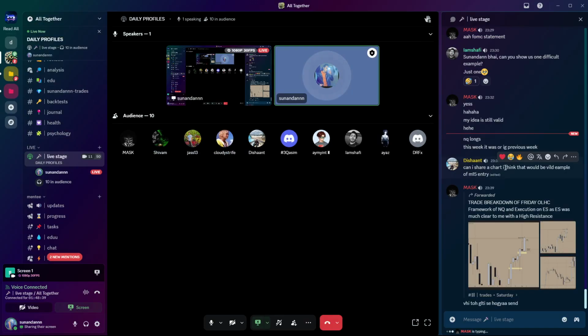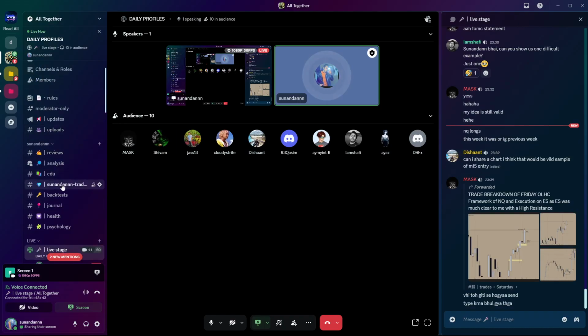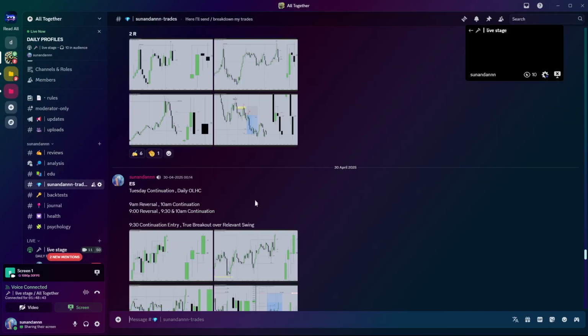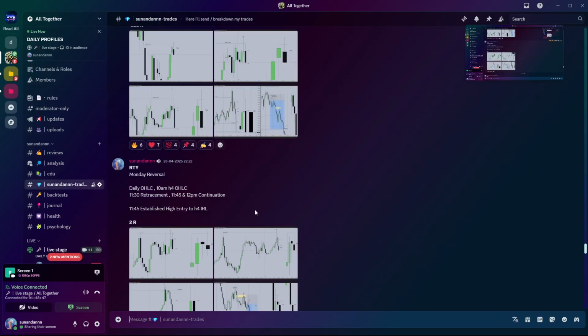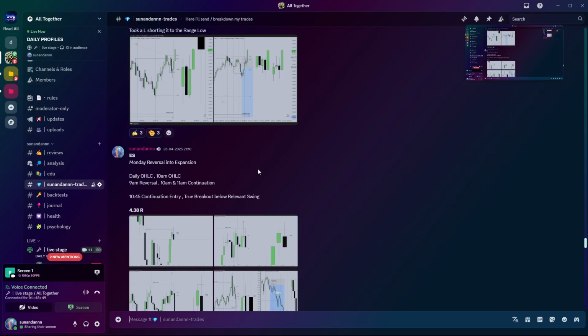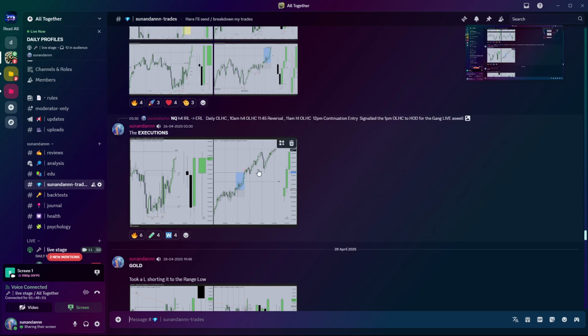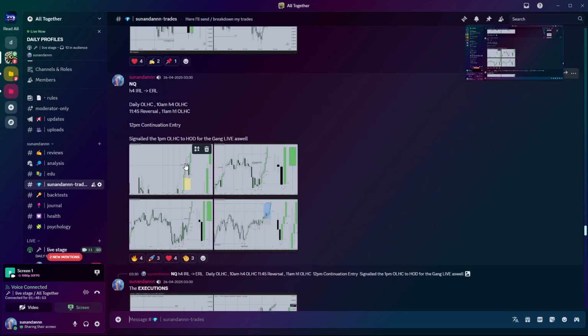Can I share a chart? I think that would be a valid example of M15. I have 2-3 examples of M15 entries, but I'm not able to remember. I just showed you guys one, and there were many.